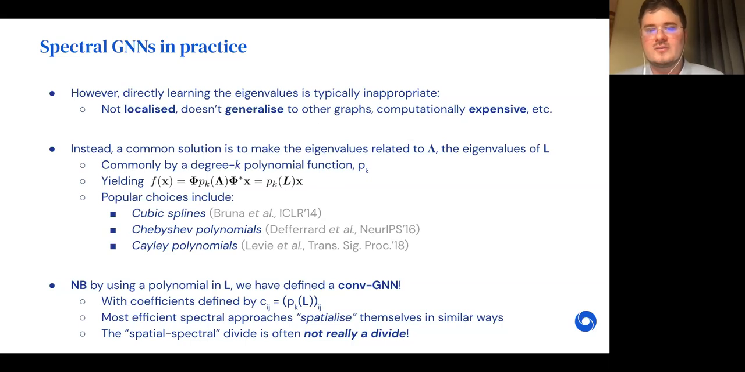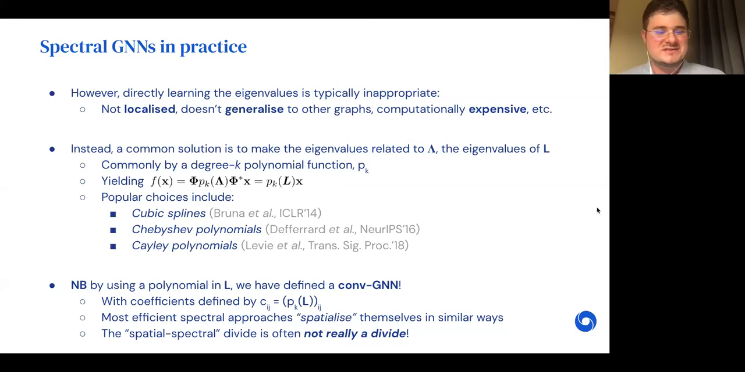So instead, a very common approach is to force the eigenvalues to be related to the eigenvalues of the Laplacian. And usually you force them to be related by some degree k polynomial. And this actually is quite convenient because this whole expression we had before just turns out to be a polynomial of the Laplacian times the node features. And depending on the choice of the polynomial, like cubic splines, Chebyshev, or Cayley polynomials, you end up re-deriving many standard classes of GNNs, including the popular Chebyshev networks of Michael Defferrard and others.